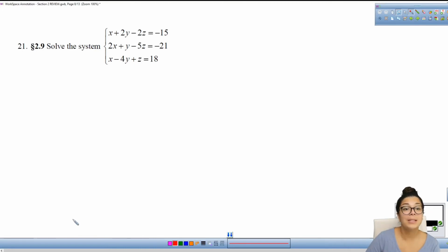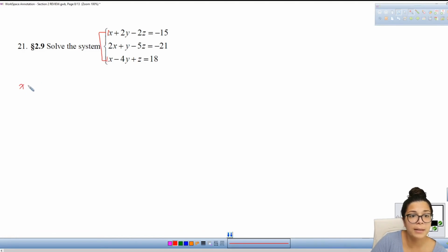Okay. Moving on to number 21. So this one is a 3 by 3. And you could do this by substitution, but I am going to do this with elimination. Okay, I am looking at the coefficient of x, and I see that two of the coefficients of x are already the same. So I'm going to go ahead and group those two together.